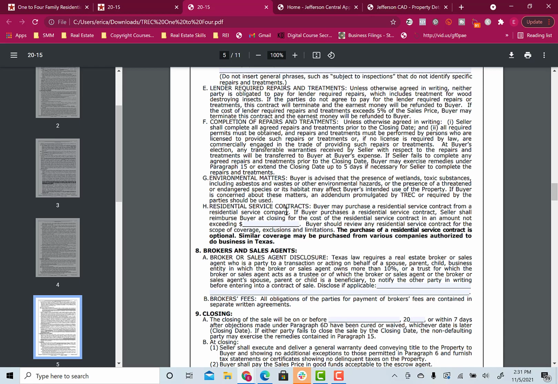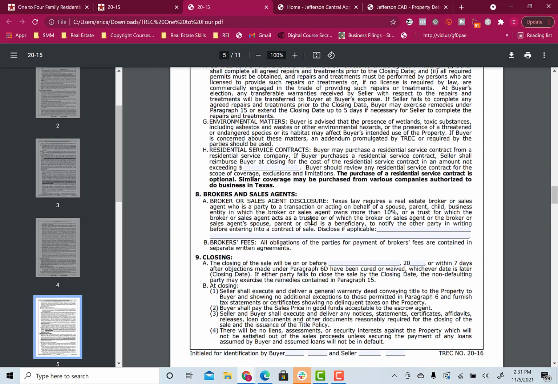As a retail buyer, you can ask for this. It's very uncommon right now because of how crazy the market is, but usually on a $300,000 to $400,000 house, you're going to probably pay around $650 for a home warranty for a year. So that's where you would put that if you want the seller to reimburse you for that.